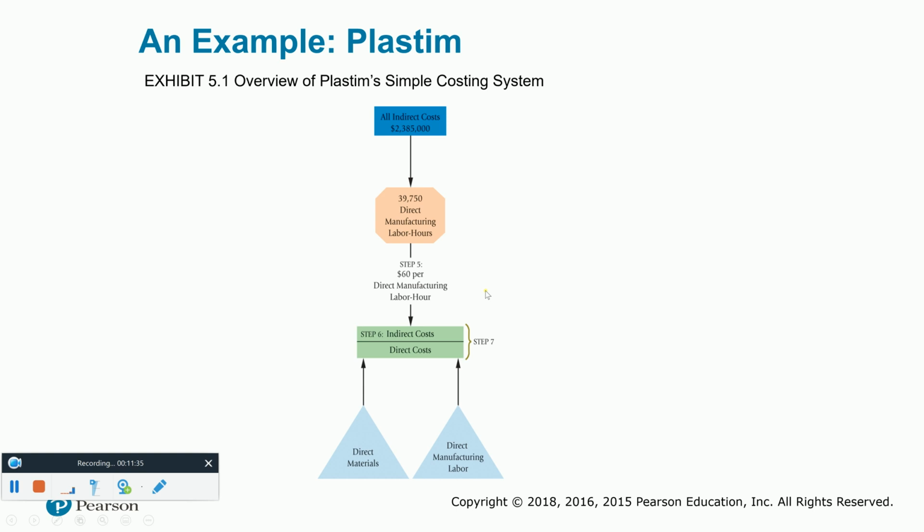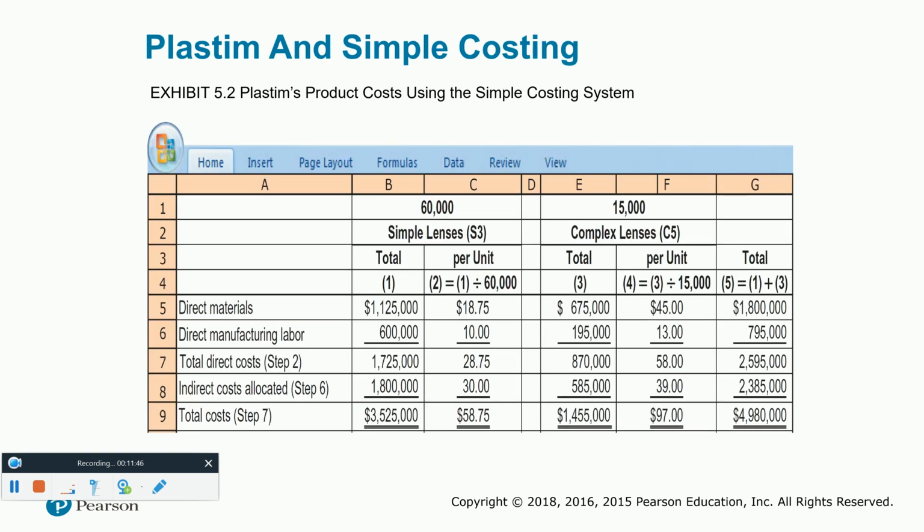Now, if we were using a simple method, we would basically allocate all of our indirect costs based on this $60 per direct labor hour. But as we've learned, this is not the best way to do it, but this is what it would look like. So we make two products, simple lenses and complex lenses. Now, the direct materials and direct labor, for instance, for the simple lenses, it's very easy to directly correlate that. There's no allocation method there. We simply know that direct materials are 1,125,000, direct labor 600,000.